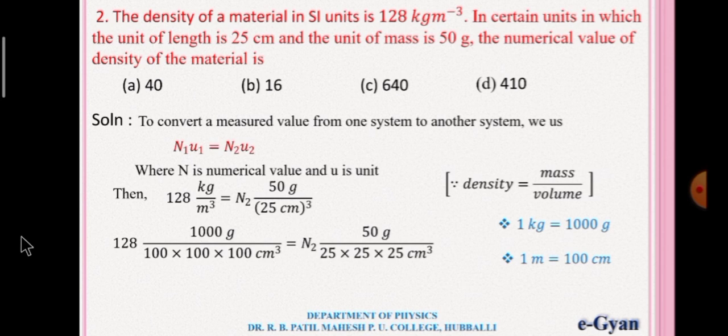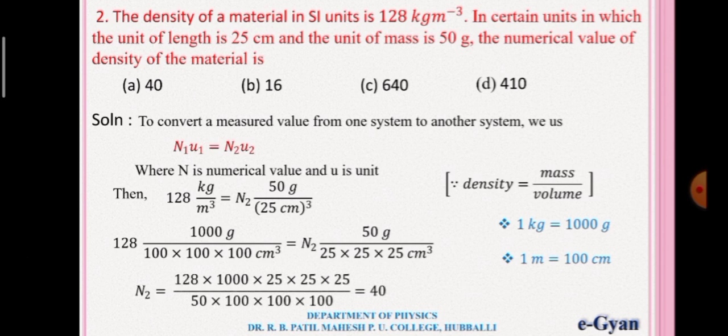And finally, N2 is equal to 128 into 1000 into 25 into 25 divided by 50 into 100 into 100 into 100. See, I am taking this 25 into 25 to the other side, it will be in numerator, and I am taking 50 to the other side, it comes to denominator. And after simplifying this, I get 40. Therefore, the magnitude of density of material is 40 in CGS system. Hence, option A is correct one.